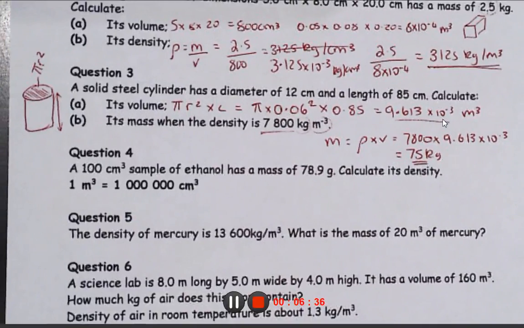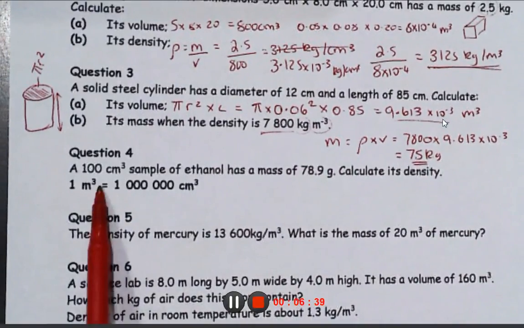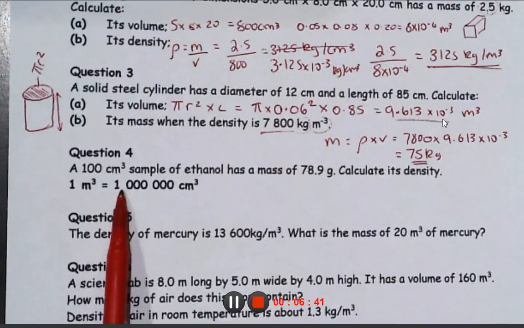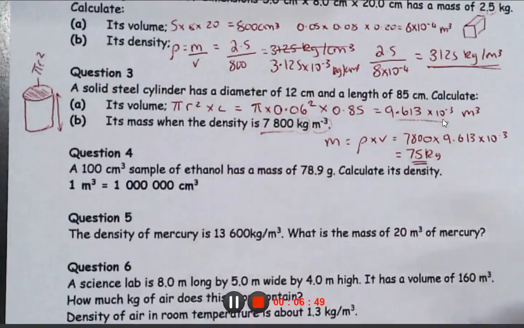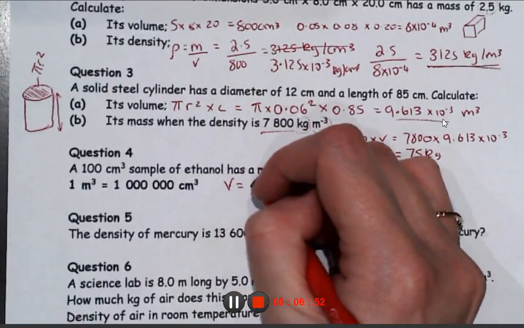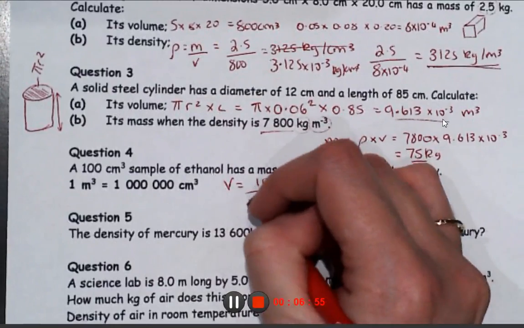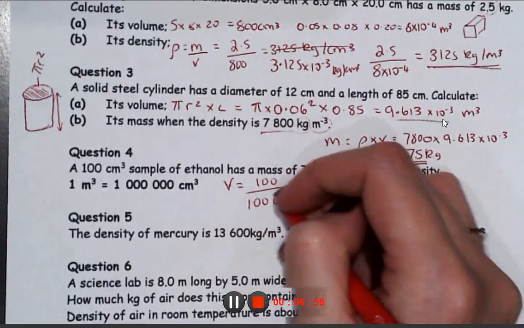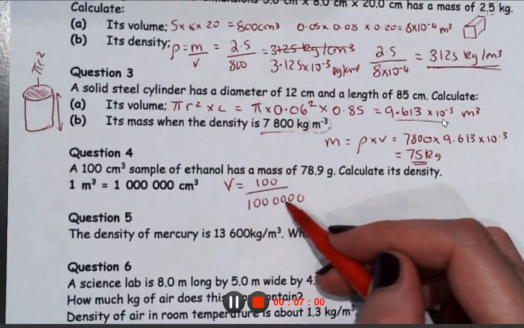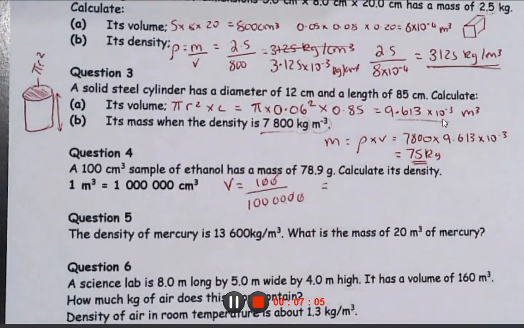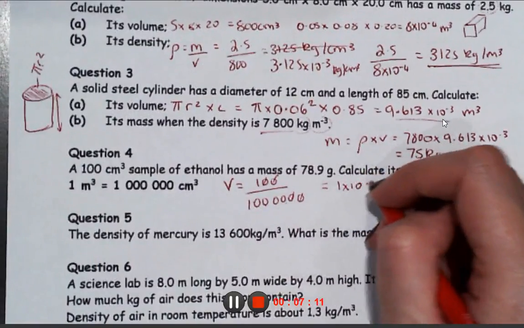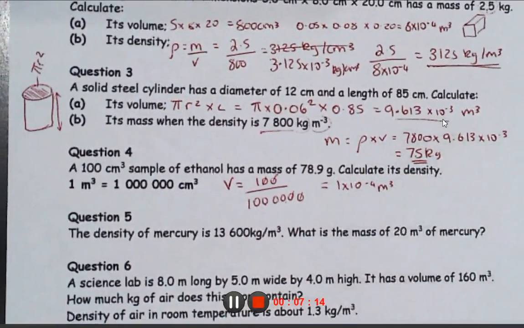So 100 centimetres cubed, and we've got to go to metres cubed. Now there are 1,000,000 centimetres cubed in a metre cubed, and I've got 100 here. So to work out my volume in metres cubed, I'm going to do 100 divided by 1,000,000. Cancel out the zeros, and my answer for that is 1 times 10 to the minus 4 metres cubed.